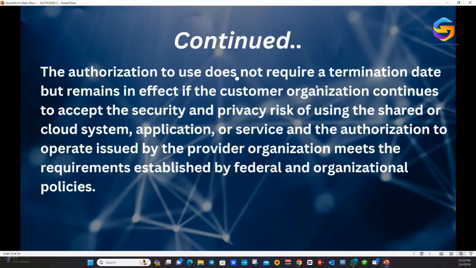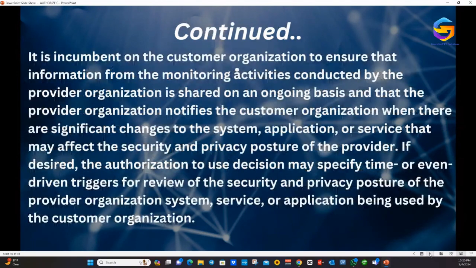Because in this case, there's a third party involved. So whatever this decision is, if you decide to go with it, then you handle the situation as such. So there's no termination date, unlike the authorization to operate. The authorization to operate has a termination date. It has certain requirements that need to be abided by. However, with the authorization to use, there is no termination date. So long as everything is okay by the other party, you go ahead and use it.